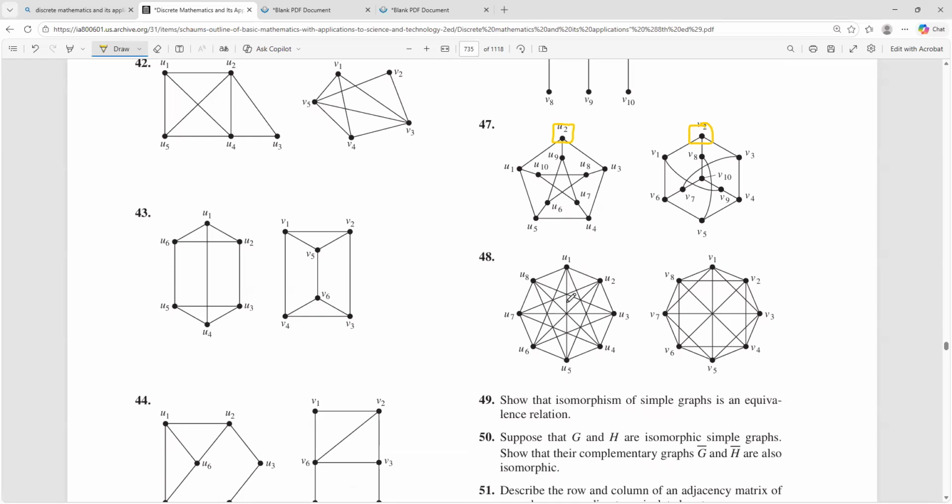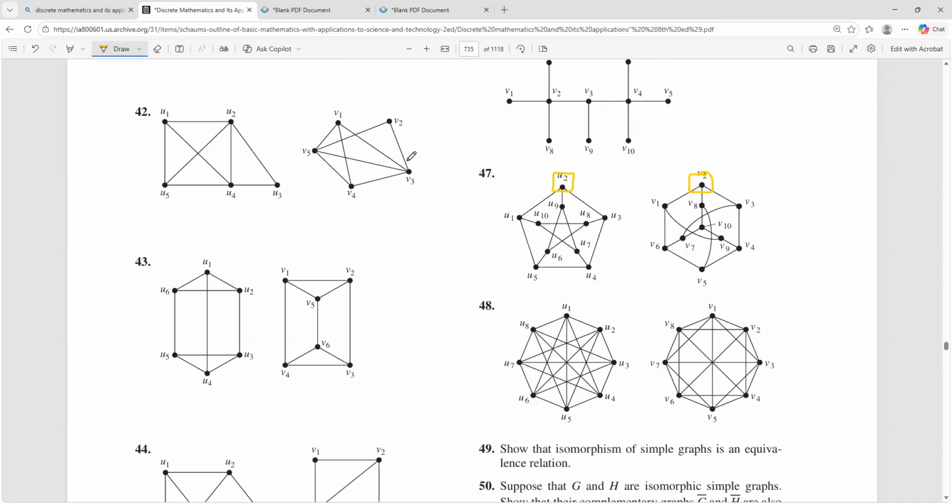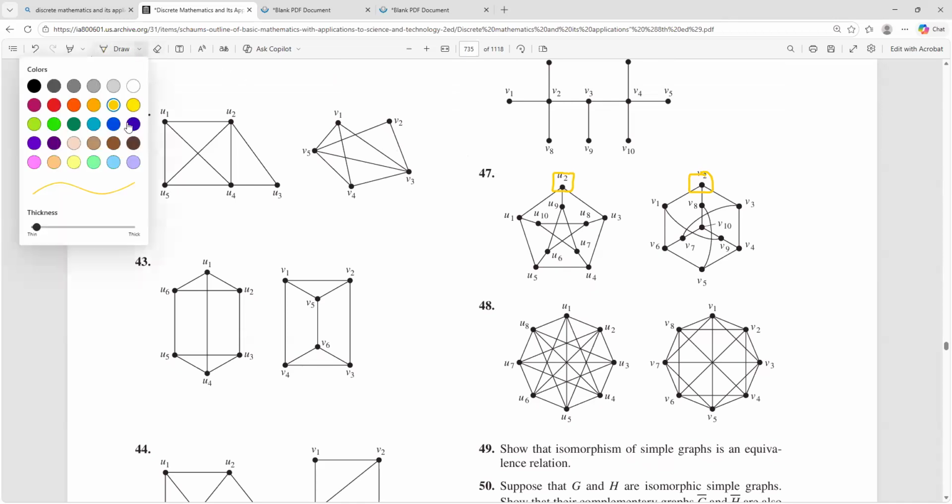Can you do 48? You want me to do this as well? What the hell? What in the world? Uh, we could try it.